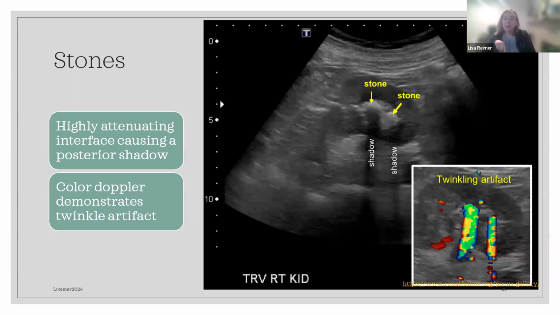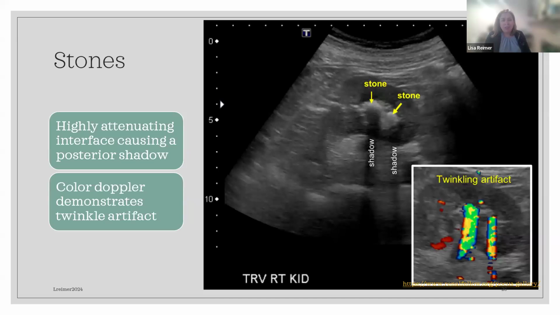We can also put color Doppler on a renal stone and get something called the twinkle artifact. So you can see that in the bottom right of the image. With twinkle artifact, the color Doppler will twinkle down. And you want to have specific settings for this. So we want a very high scale or high PRF, pulse repetition frequency, in order to elicit this response. It is more sensitive when the stones are really small.